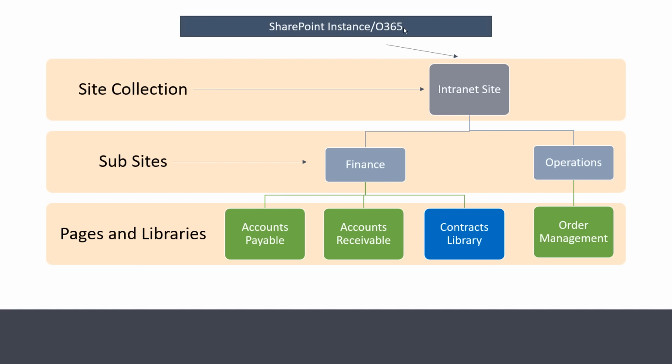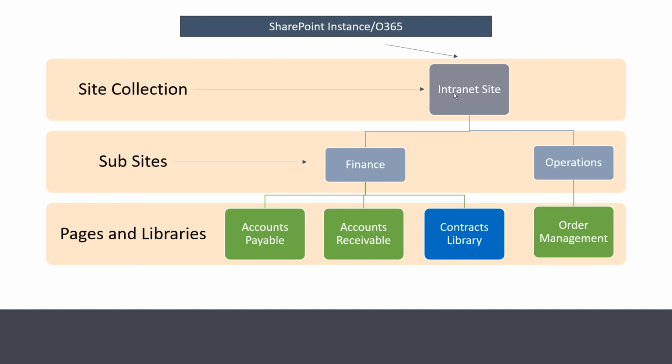Up top here at the very top, this is the SharePoint Instance, Office 365. What this means is that to access SharePoint, you have to have a Microsoft subscription, there's licensing, and once you acquire your license with Microsoft, they set up an Office 365 instance for you, which is where they build your SharePoint site. So at the very top of your organization, you have the top intranet site that is the highest node in your site collection.